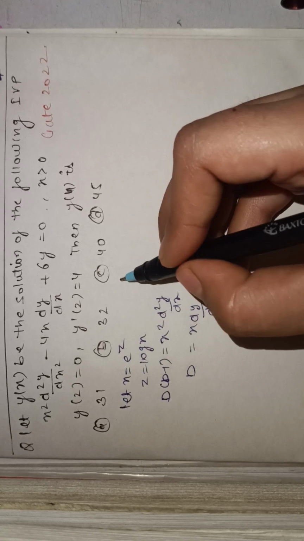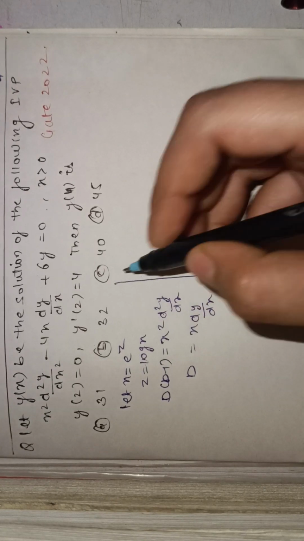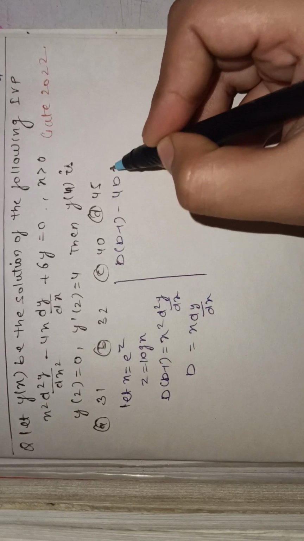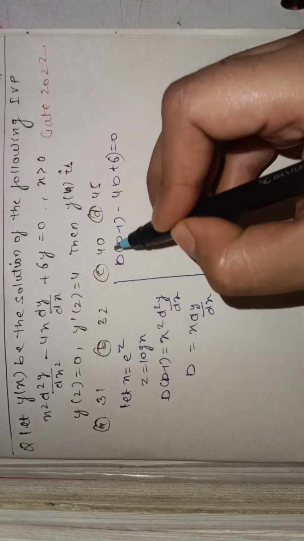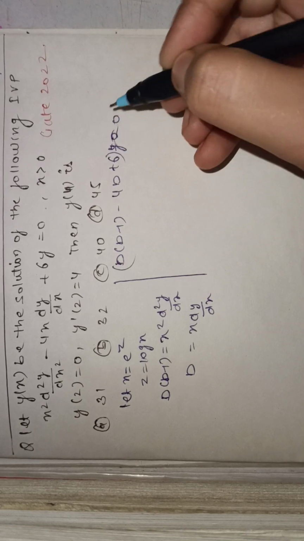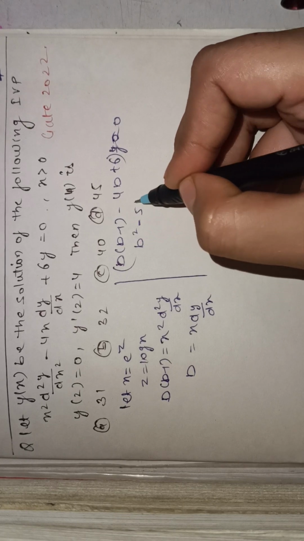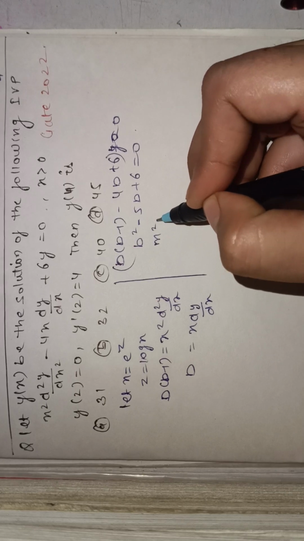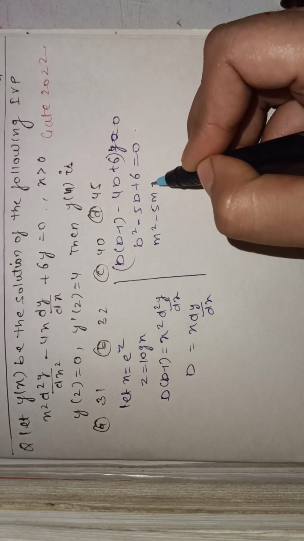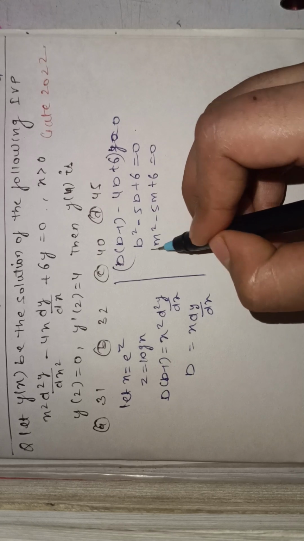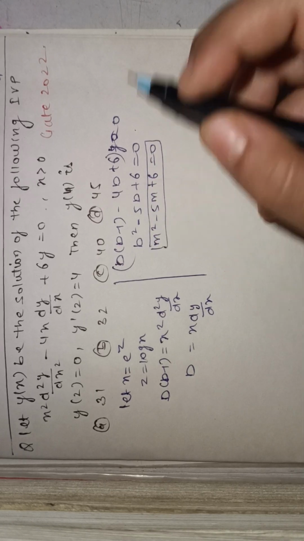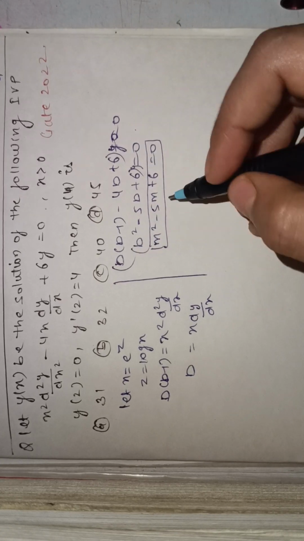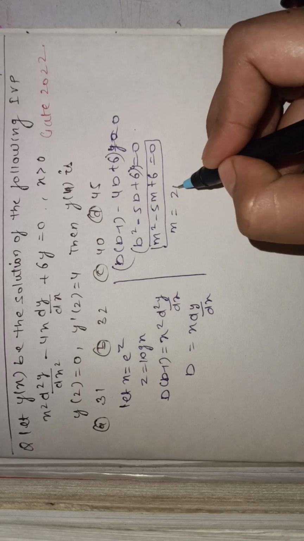If we put this in here, what we get? See here, D(D minus 1) minus 4D plus 6 applied to y is equal to 0. So here D square minus 5D plus 6 is equal to 0. So the auxiliary equation becomes m square minus 5m plus 6 equals 0. What is the root of this? m equals 2, 3.